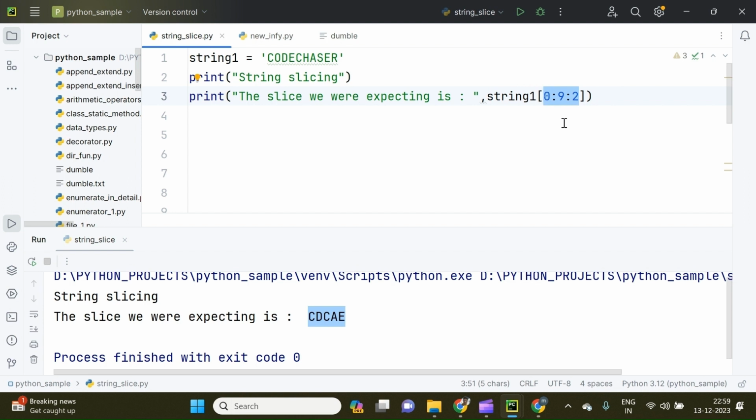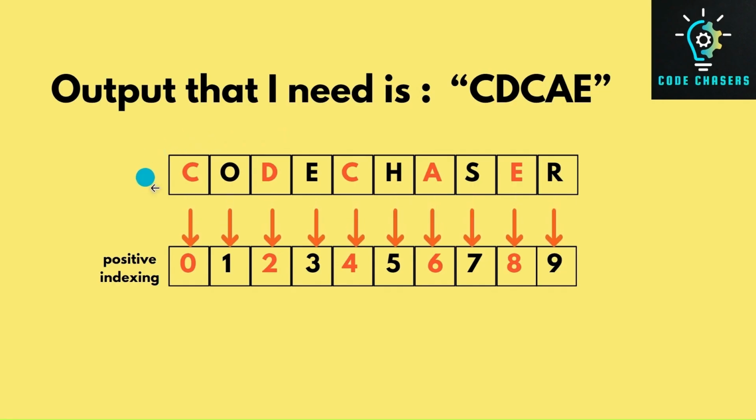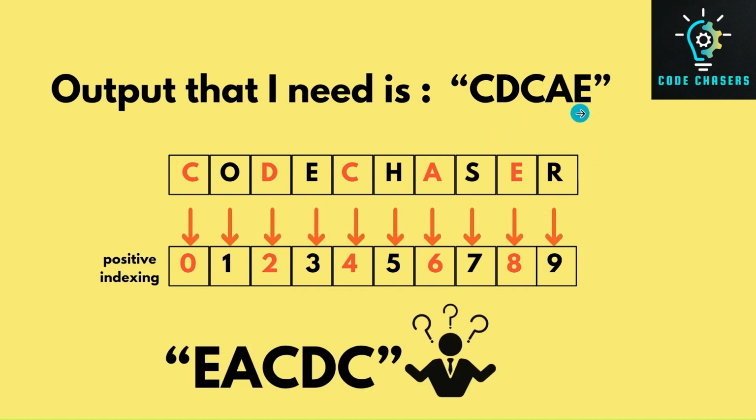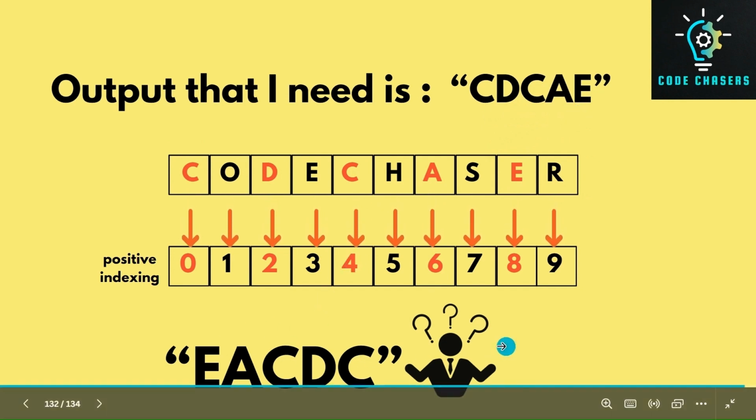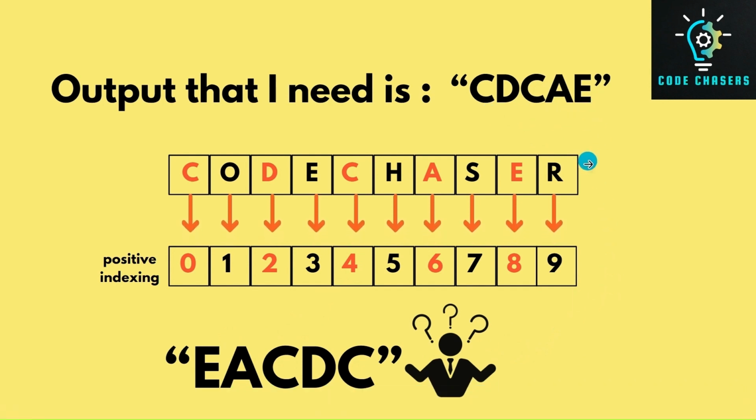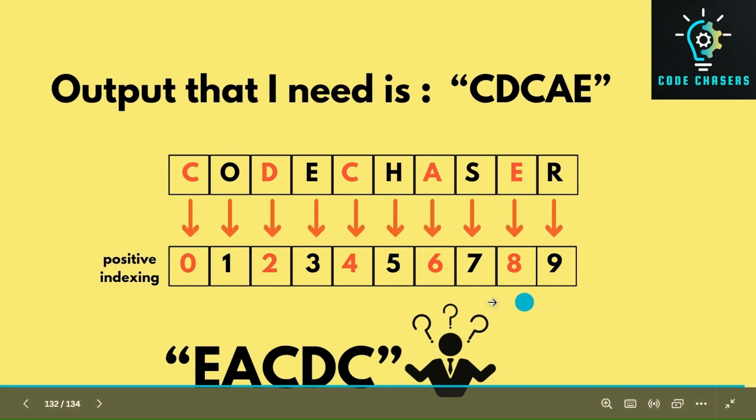I hope you understood how the start, stop and step parameters work in list slicing. Here we cut the long string CODECHASER and took the slice CDCAE from it. What if I need the reverse of this slice, that is EACDC? How can I print it? If we need a reverse, we have to access it from the back, right? EACDC, the reverse of the string, we need to come from the back.